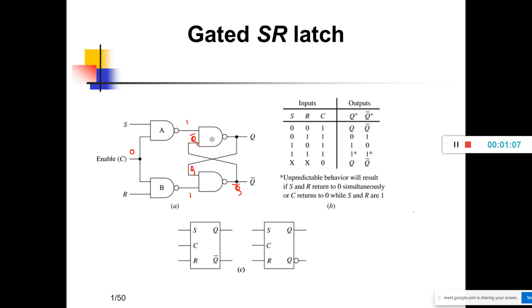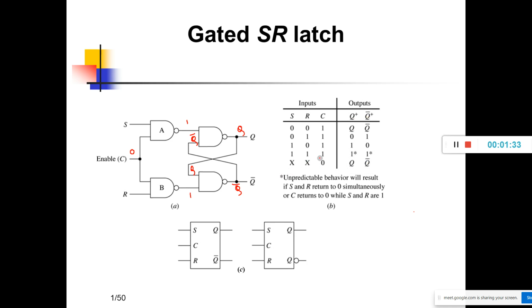If it is 1, you will get 0. If you give it 0, you will get 1. So you will get Q here. So if the control signal is 0, irrespective of the inputs, it will retain the current state. The next state, Q plus, will retain the current state, that is the present state.